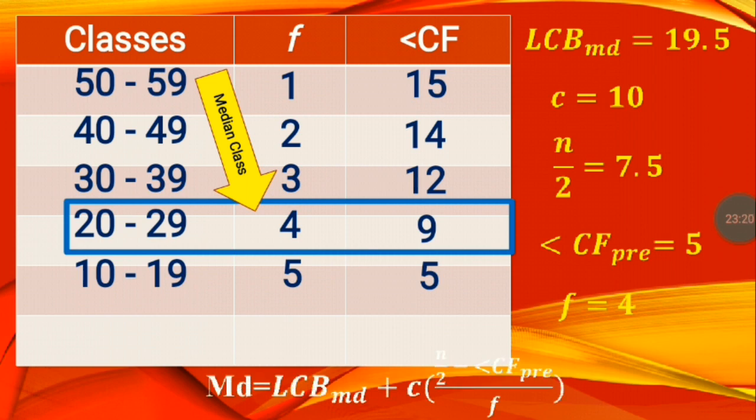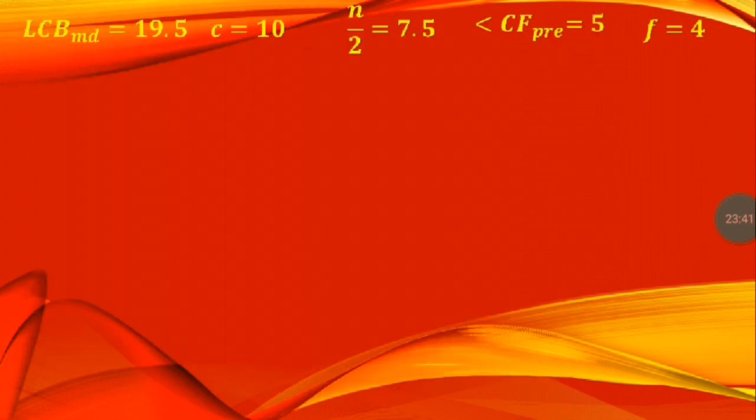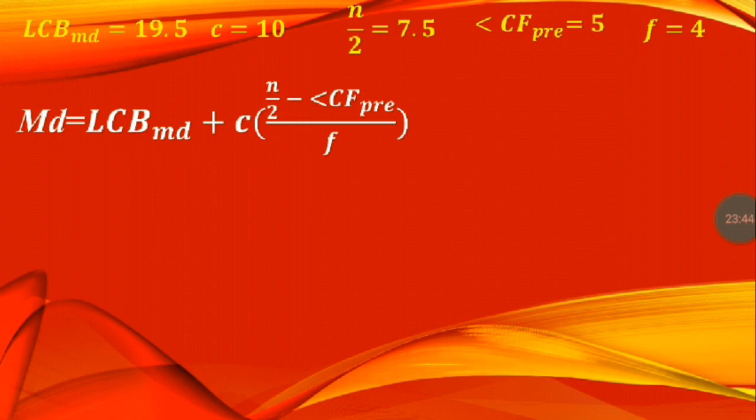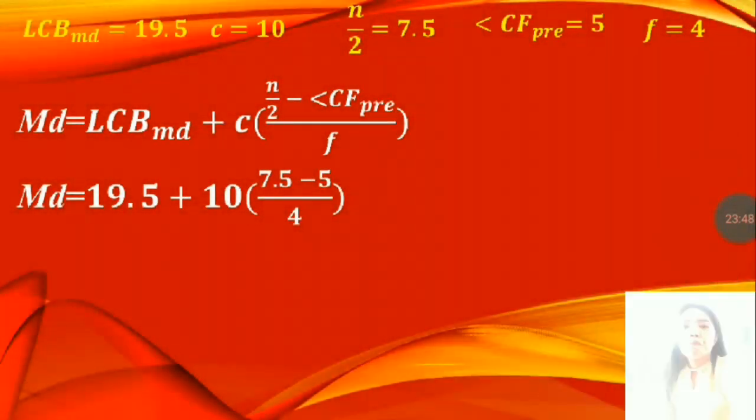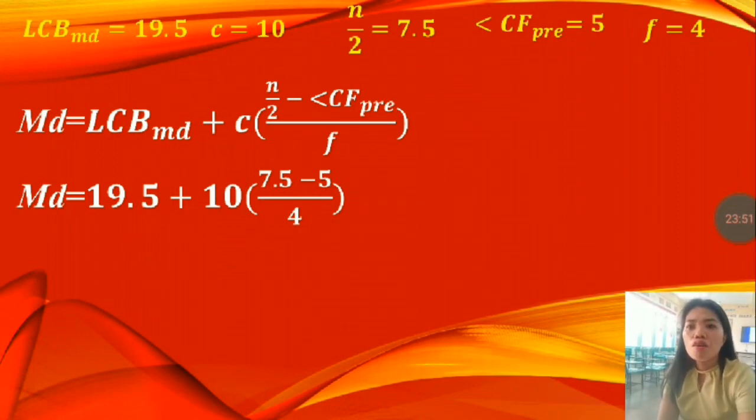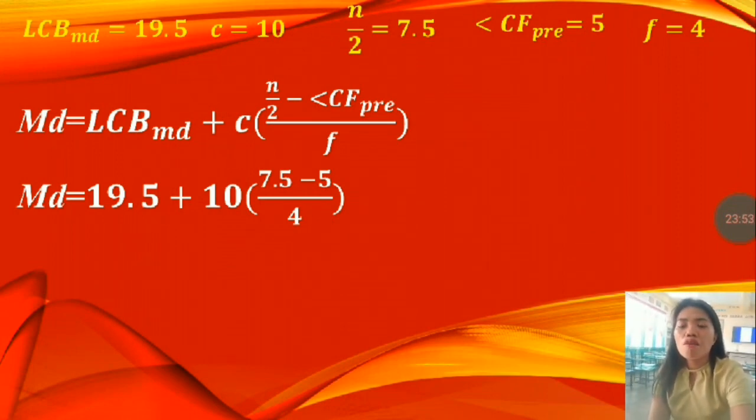Then, going back to the formula, the median is equal to the lower class boundary of the median class plus the class size times the quantity of n over 2 minus the less than cumulative frequency of the preceding class, over the frequency of the median class. Okay. Therefore, you have it here. So we're going to substitute now the values for our median.